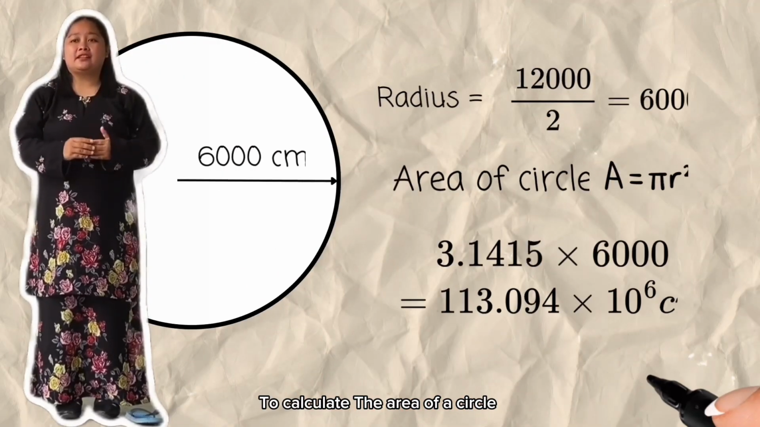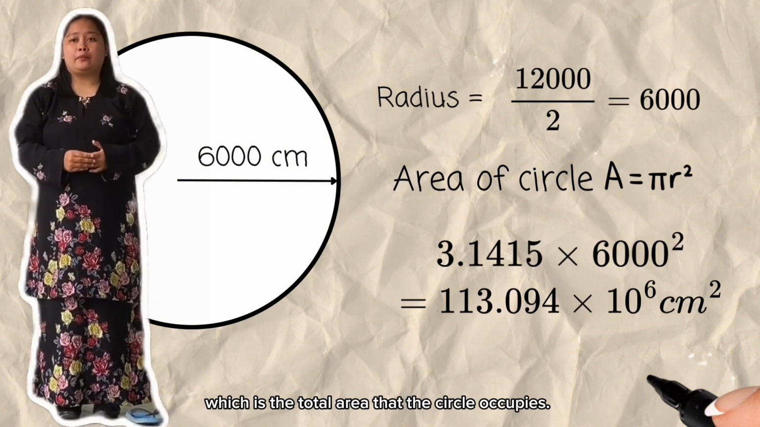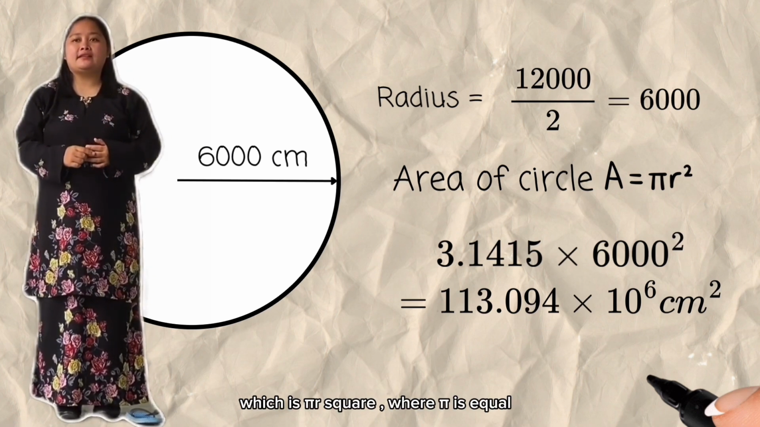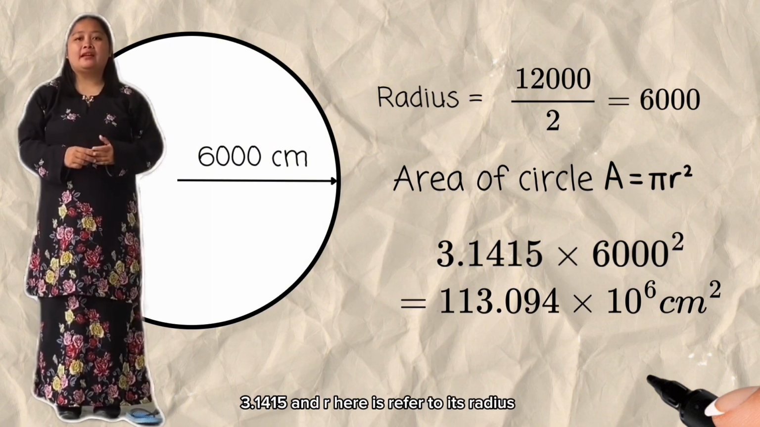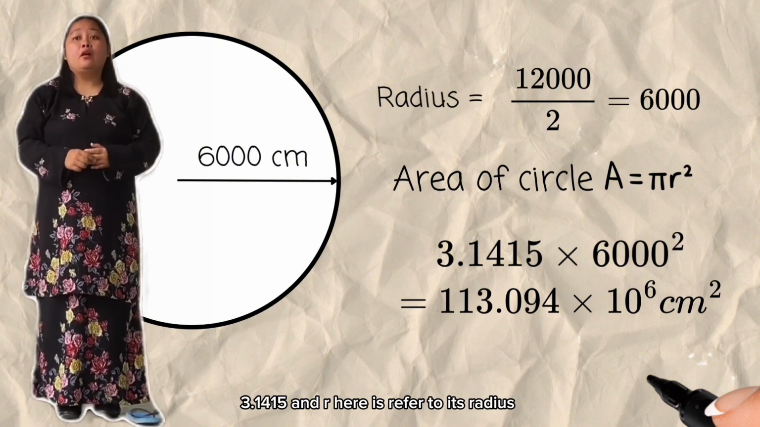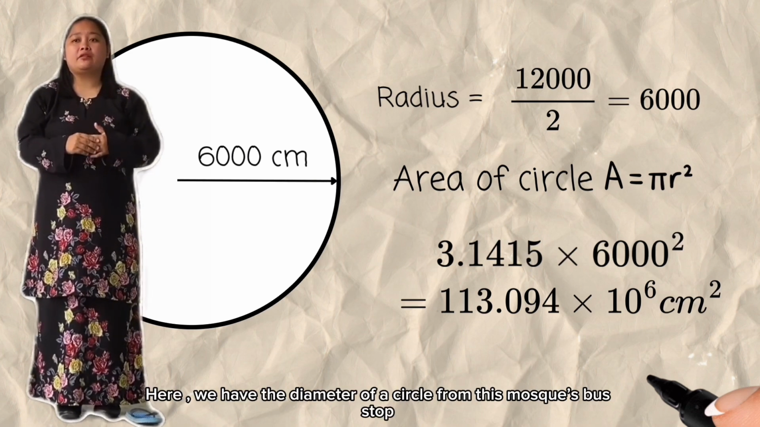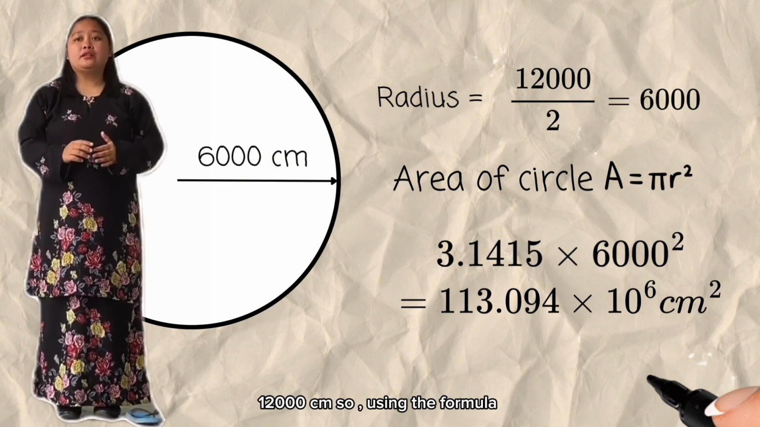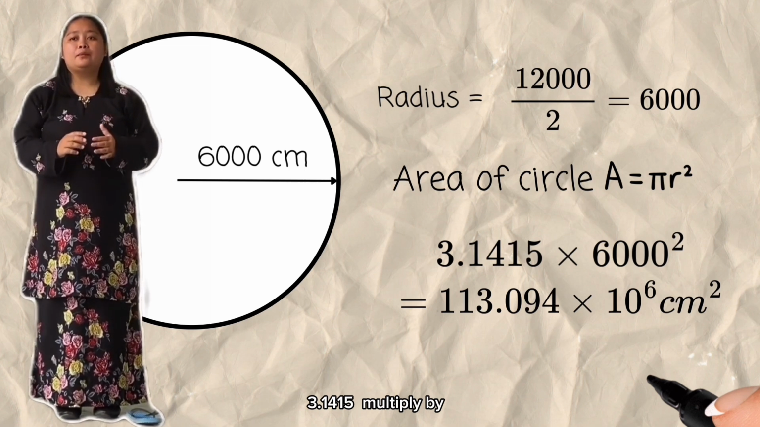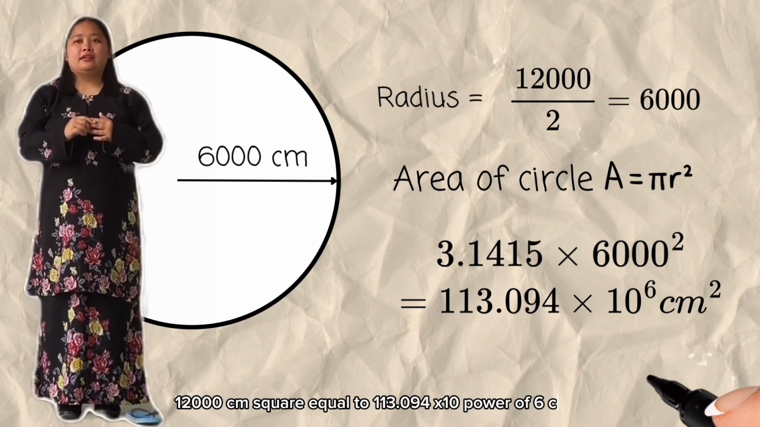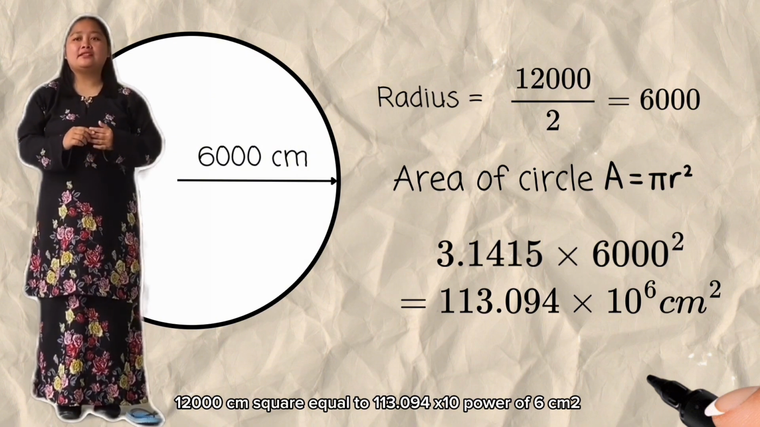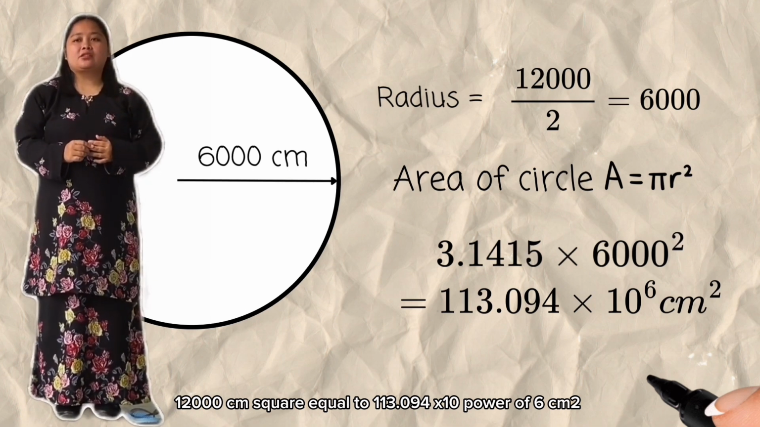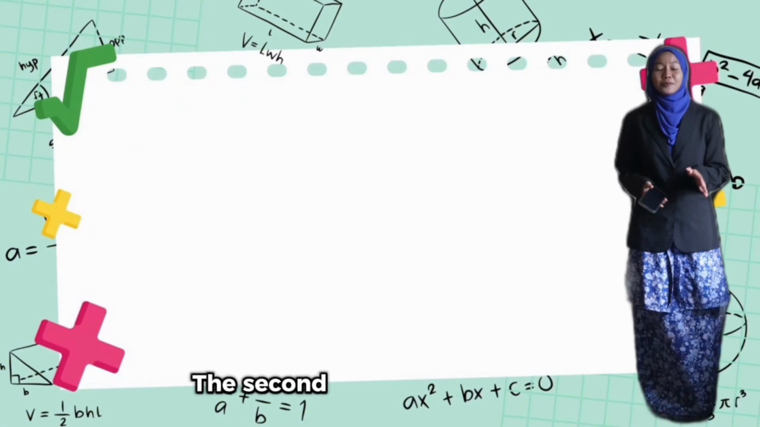To calculate the area of a circle, we see the total area that the circle occupies. We use the area of circle formula, which is pi r square, where pi is equal to 3.1415, and r here is equal to its radius. For example, here we have the diameter of a circle from the mosque bus stop, 4,000 centimeters. So, using the formula, 3.1415 multiplied by 4,000 square is equal to 113.094 times 10 power of 6 centimeter square. That's all.